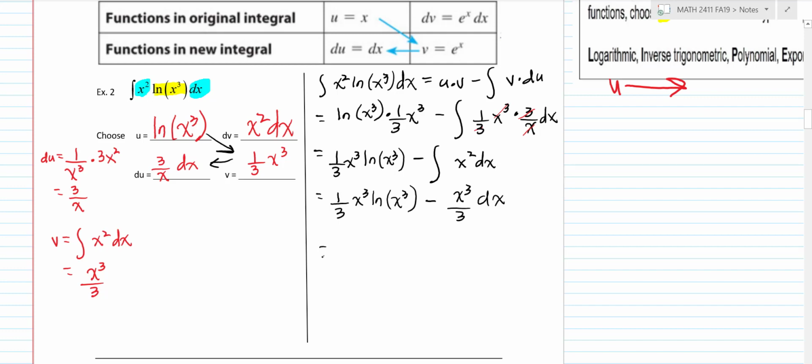Now we can clean this up a little bit. That's a good answer. You got the plus C. One thing you could do, there's a property of logarithms. I would go ahead and do this when this pops up. So that's 1/3 x to the third times 3 ln of x, using a property of logs. Then we can write this as 1/3 x to the third.